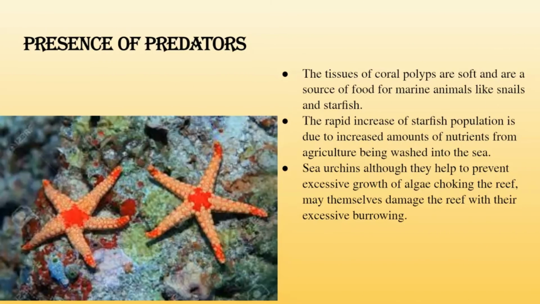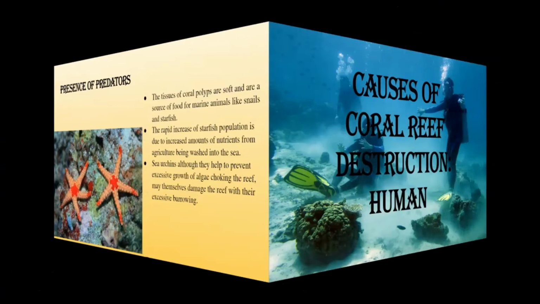So with the increase in the starfish population in coral reefs, this is due to the fact that nutrients from the agricultural industry have been washed into the sea. We also have sea urchins. Although they help to prevent excessive growth of algae choking the reef, they may damage the reef with their excessive burrowing. So this is also a challenge.